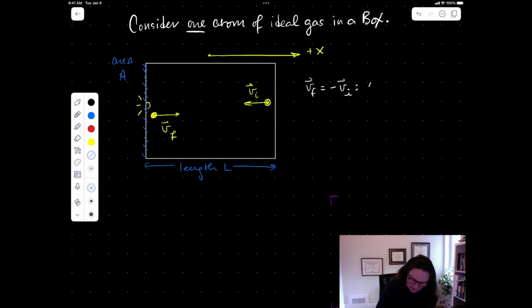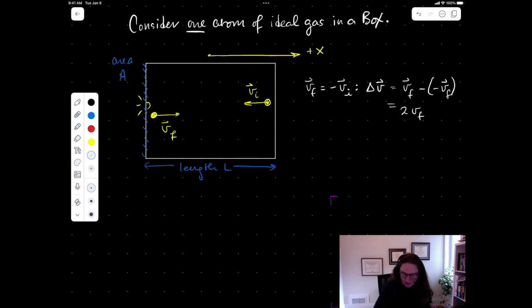And so what that means is that the change in velocity of this particle is final velocity minus initial velocity, but the initial velocity is the negative of the final velocity because it's reflecting. So that's going to be, and this is an F, so that's going to be 2vF.